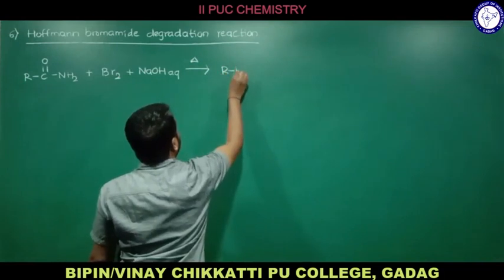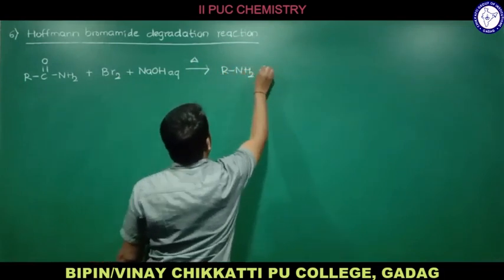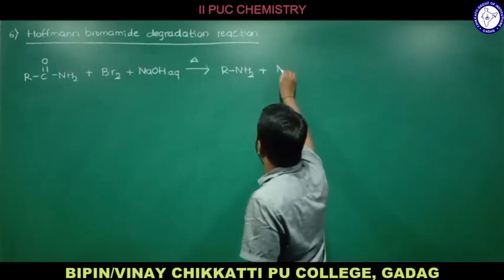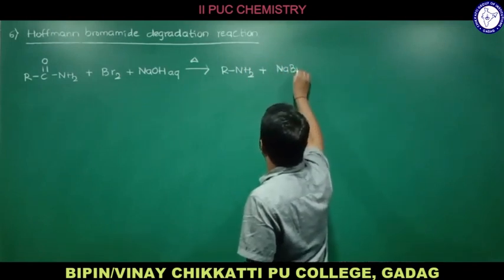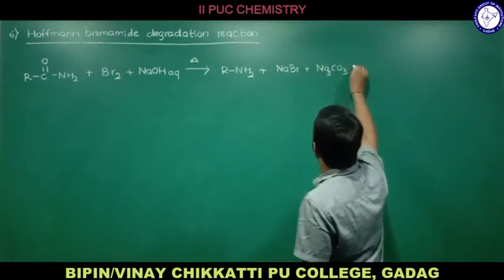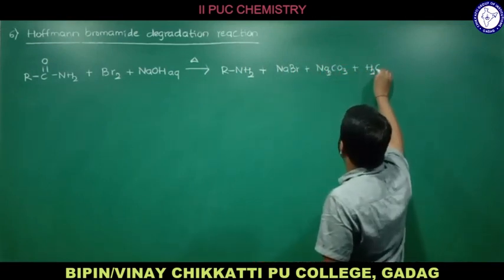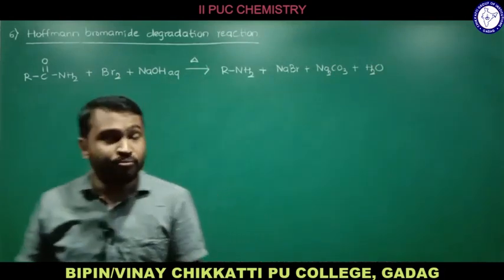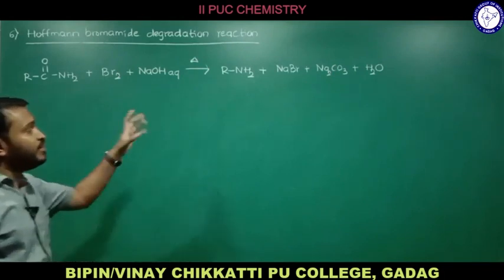Here I am going to consider RNH2, and along with that we get some other products also: NaBr, sodium bromide, and Na2CO3, sodium carbonate, and we get water. This is how in general I can write the Hofmann bromamide reaction for the preparation of amines.